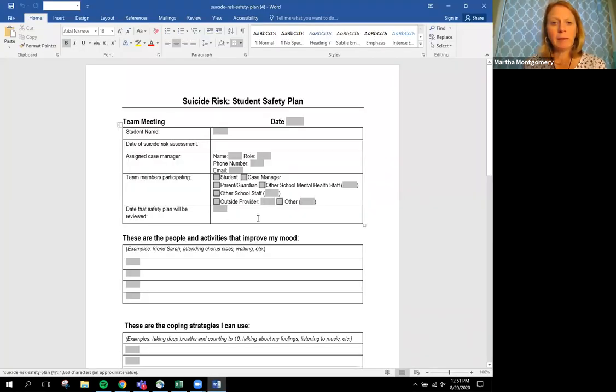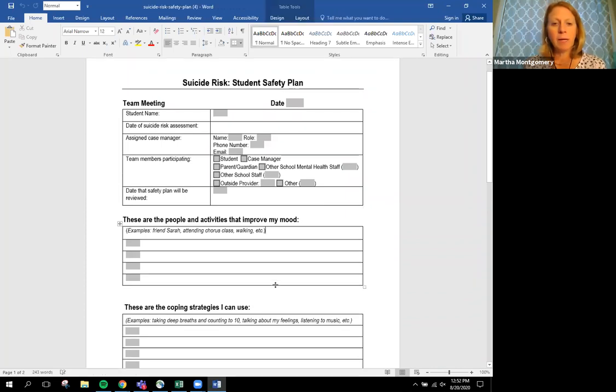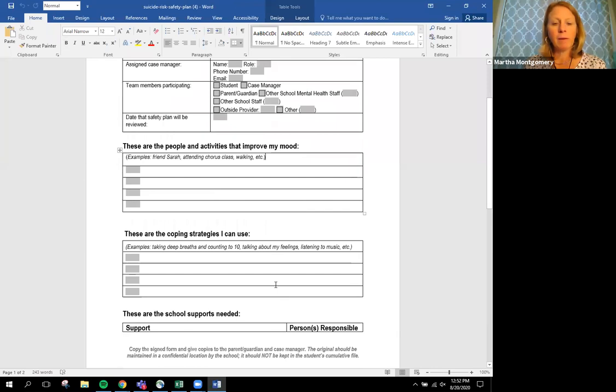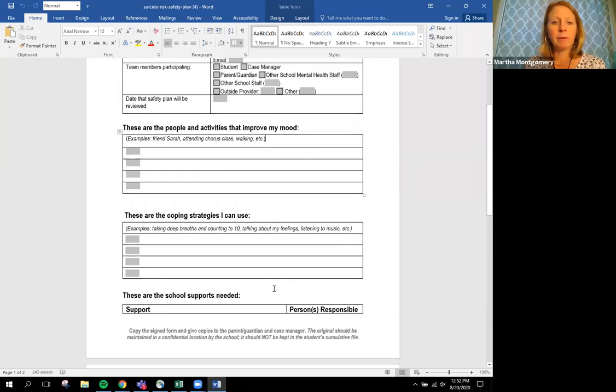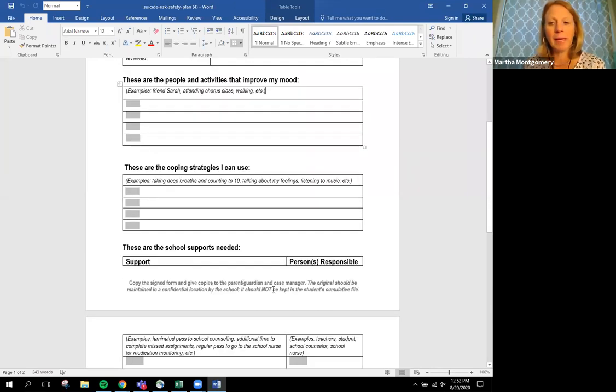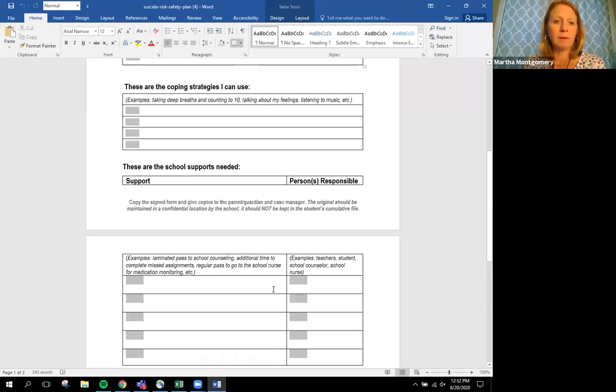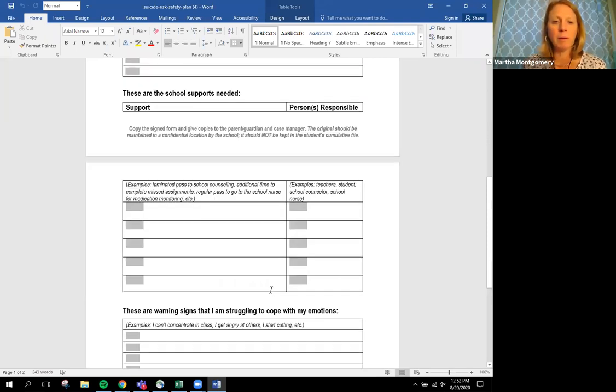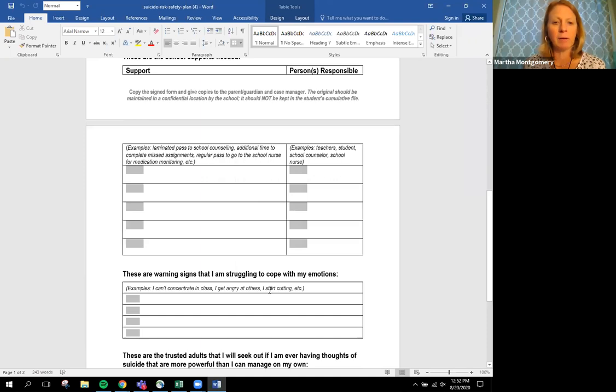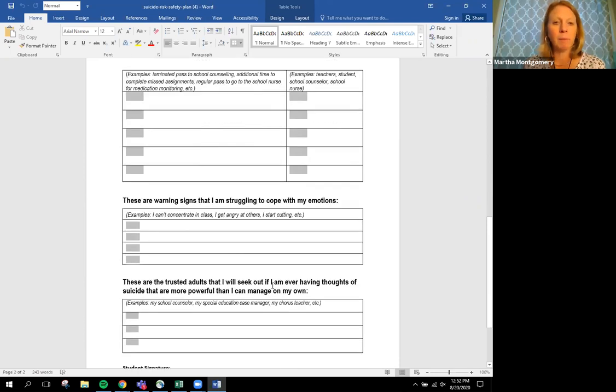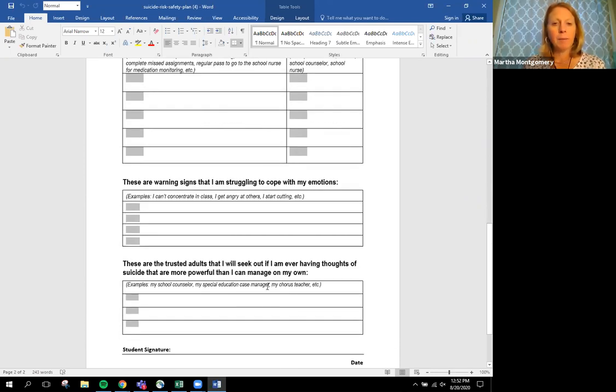So this again is similar to the other documentation forms that we created. But this time we're talking about, what are the things that help me? What are the things that improve my mood? What do I like to do? If I can take a walk around the school building, does that get my mind off of what I'm thinking about? Also those supportive people around them. And then the warning signs that I am not doing well.